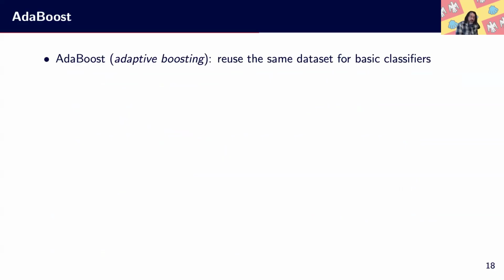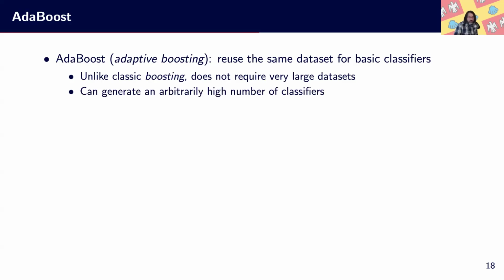So now let's talk about adaptive boosting, which is based on the same idea, but now instead of making subsets, we are just reusing the same dataset as is. So this does not require very large datasets, even though with large datasets it may work better. And that can be used to generate an arbitrarily large number of classifiers. It's not just 10 or 25. We can go with thousands of models if we are able to do our task.